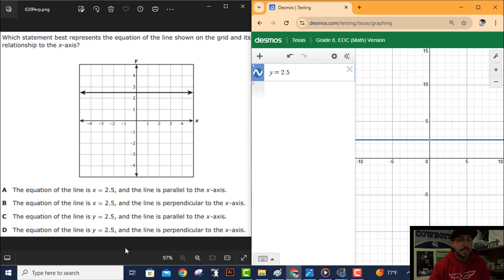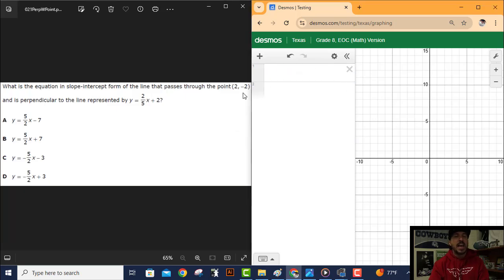Now, the bottom one says it's perpendicular to the x-axis. No, it does not make a 90-degree corner. It doesn't make a perfect intersection, so it cannot be perpendicular to the x-axis. But it is perpendicular to something on here, just not the x-axis, it's the y-axis. If they had said it's perpendicular to the y-axis, then that choice would be correct, but it doesn't. It's lying.